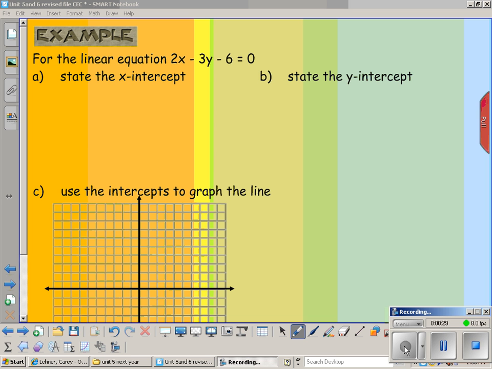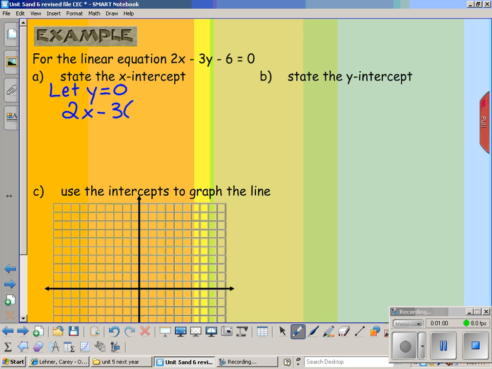We want to state the y-intercept. If you think back to a few previous outcomes, we talked about finding the x-intercept. That is the place where the graph crosses the x-axis, and how we can find it. If you think about when it crosses the x-axis, it means y has a value of 0. So what we're going to do is let y equal 0, and then solve for x. So we have 2x minus 3, and we're going to let the y be 0, minus 6 equals 0.